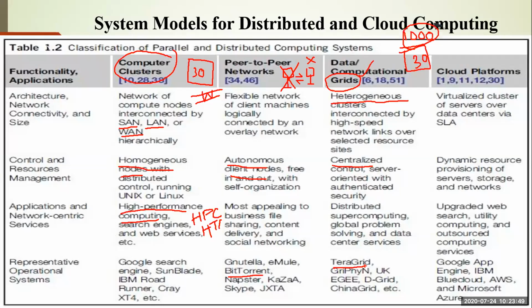Similarly, the last one is our cloud platform. In the cloud platform, whatever resource you want to give, you give in virtualized form. As you are giving it in virtualized form, the resource utilization is increased, and the number of users using that resource is also increasing.